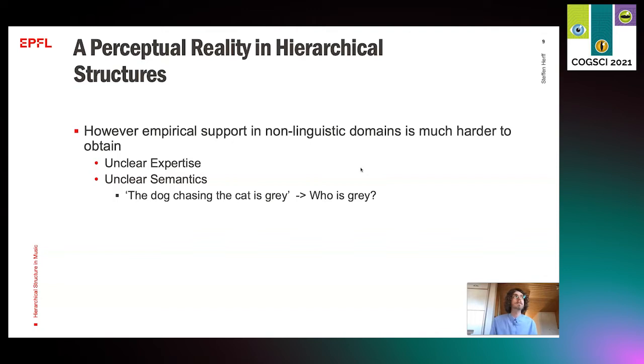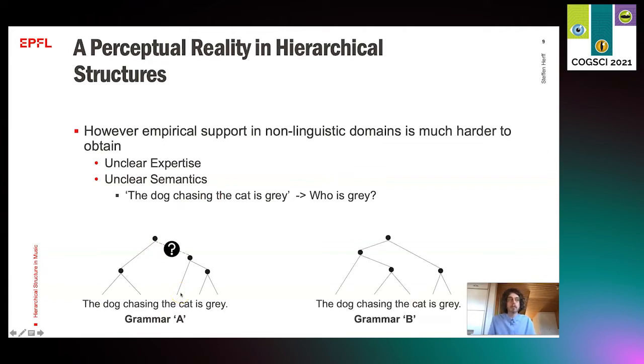So in language, when we're interested in the predictions of the grammar, we can use semantics as a shortcut, and we don't really have that opportunity in music. So for example, let's consider the sentence, "The dog chasing the cat is grey." I could easily ask you, or my participant, who is grey? And then I can maybe investigate two hypothetical grammars, one of which says, I predict that the cat is grey, and my other hypothetical grammar says, well, I think the listeners or participants think that the dog is grey.